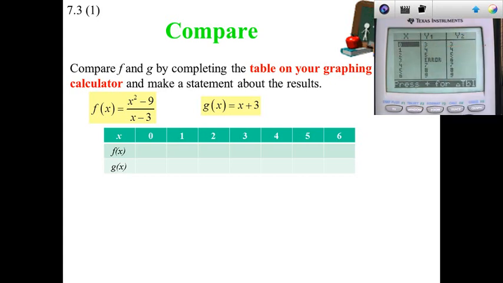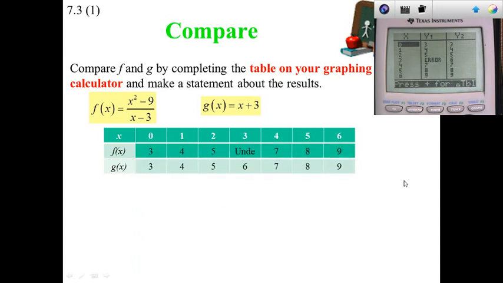There's only one difference. Look at these two numbers. They're all the same except for one difference, which is the point of 3. What happens in the first function with a point of 3? You get an error. Why the error? You should know. Because you can't divide by 0. It's undefined. So you would fill this chart out very similar to this, which is what we're getting from plugging into our graphing calculator. And it says make a statement about the results.